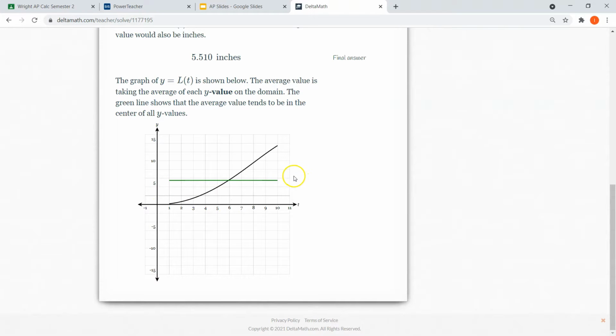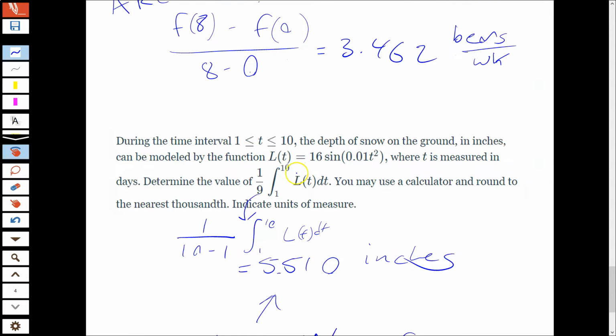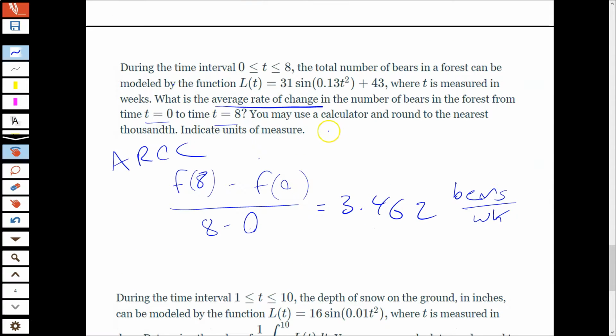Okay. And then what my previous problem looks like graphically, my average rate of change, where I didn't do an integral, we have some sort of sine function. This would be a secant line, right? So this would be a slope of 3.462 bears per week. Okay, so both of these deal with averages.